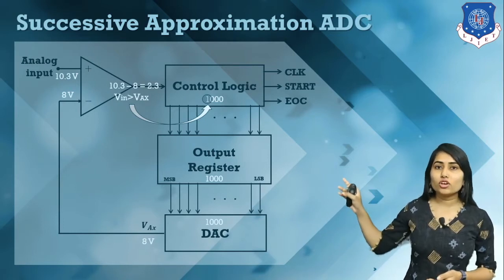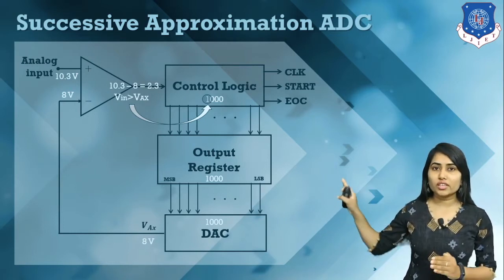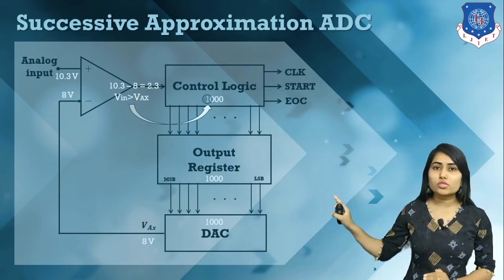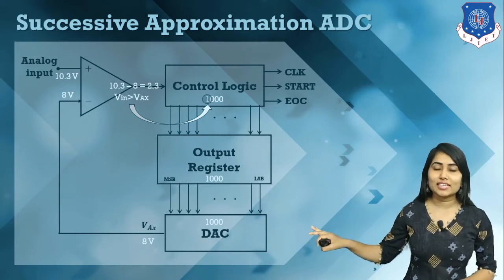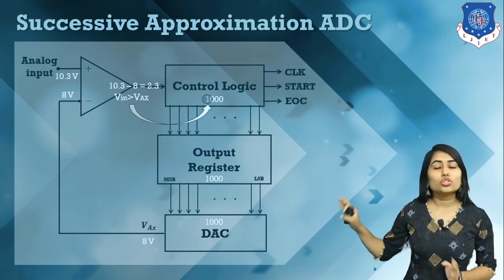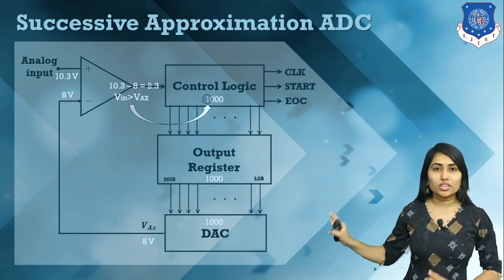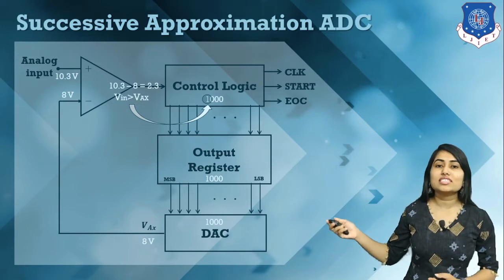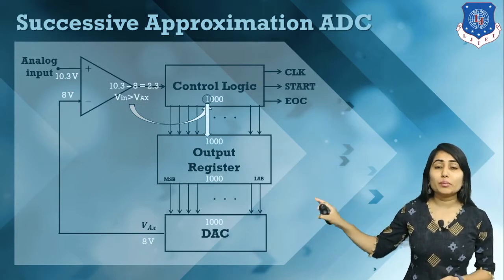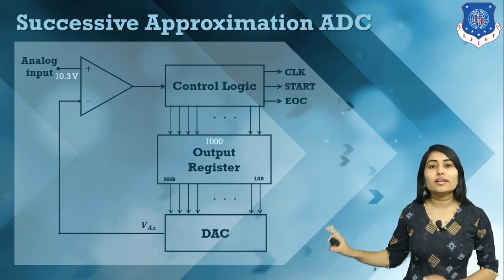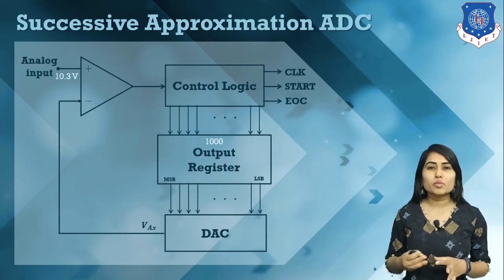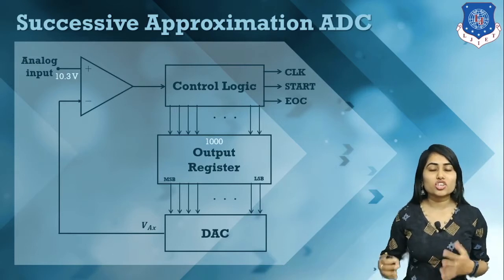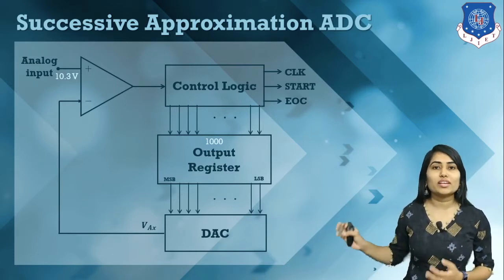Here we generate this bit pattern, and due to it we have an output like this. That means our input voltage is greater than our DAC output, so this bit will be retained and stored into the output register like this. This is how our approximated binary pattern is generated each and every time.